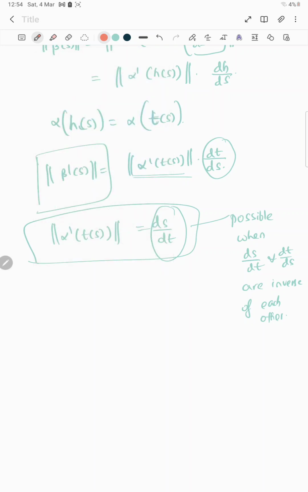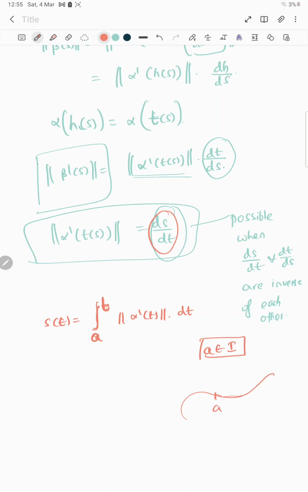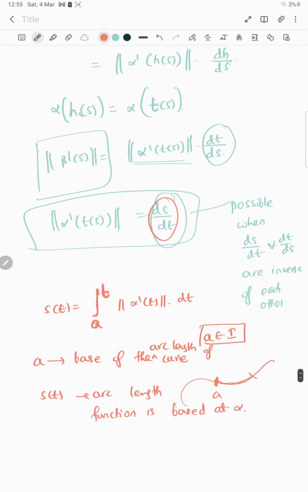Therefore, as s is involved, we have to take the arc length function. Consider the arc length function s of t is equal to the integral from a to t of norm alpha dash of t dt. Here I have taken the lower limit as a and the upper limit as the variable t, where a is a member of the open interval I. We can fix a point and find the length with the variable t, from the point a to anywhere, so the upper limit is variable and the lower limit is fixed. This fixed lower limit is called the base of the arc length function of the curve; s of t is based at a.